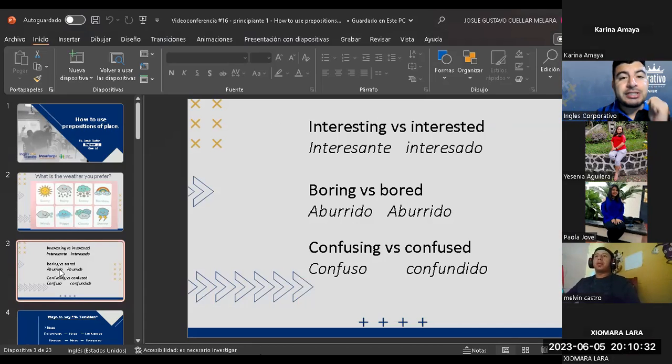Interesting versus interested. When you say something is interesting, it's because you like that thing, you consider that it is very attractive. For example, you can say the Boquerón volcano is an interesting place. You can say also, for example, rock concerts are interesting. But when you say interested, pero cuando dicen esto es interesado, okay?